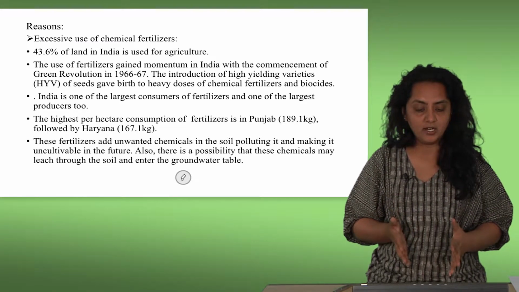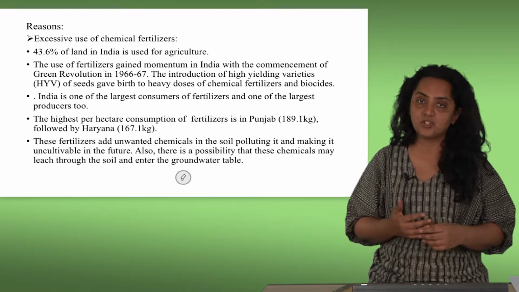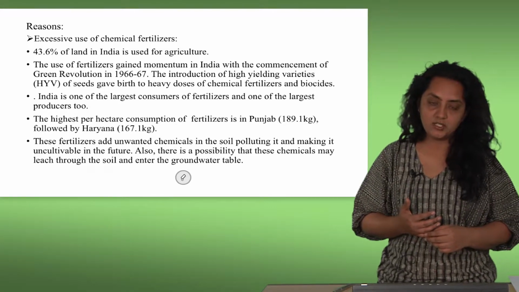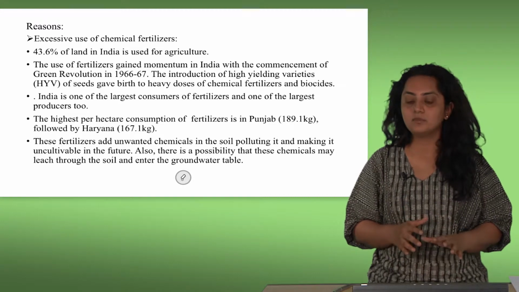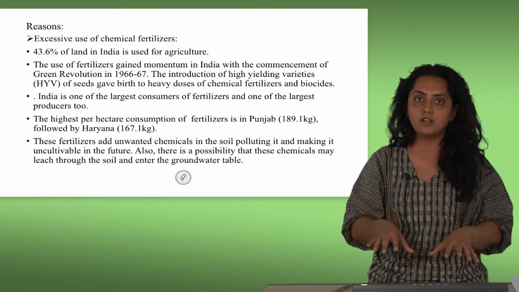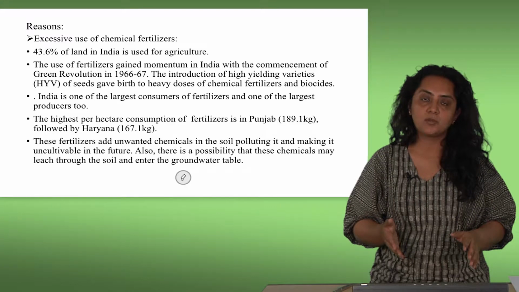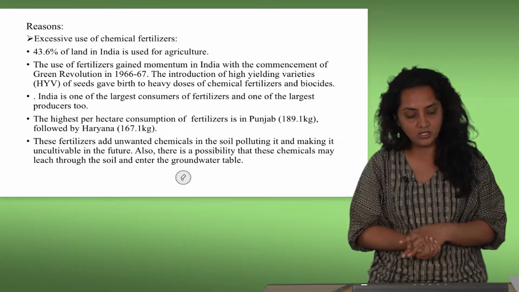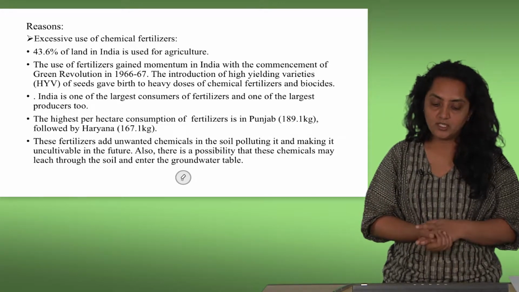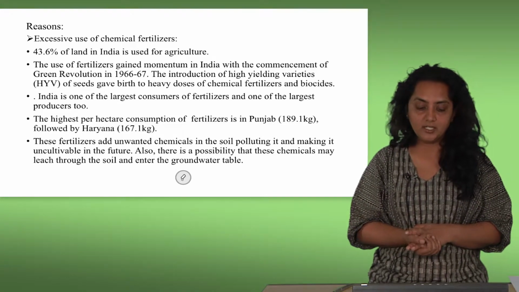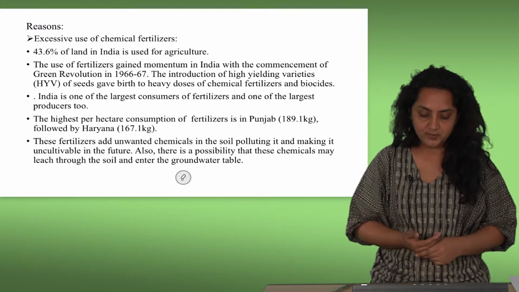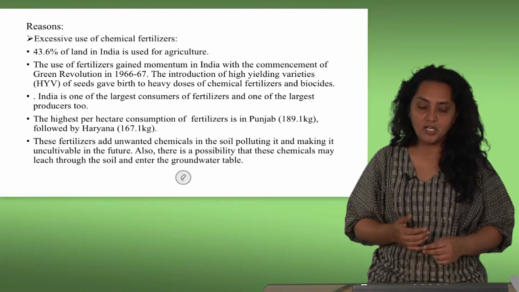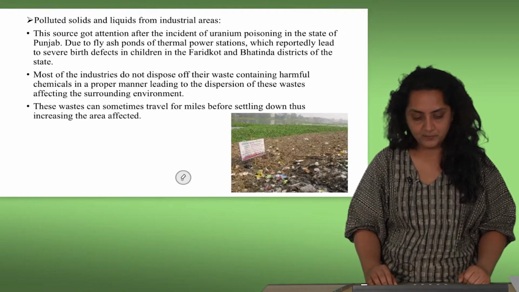The highest per hectare consumption of fertilizers is in Punjab, which is 189.1 kg, followed by Haryana, which is 167.1 kg. The reason is that both Punjab and Haryana are in the northern plains, which we just talked about, which are good for agriculture, and that's why the use of fertilizers is so much. These fertilizers add unwanted chemicals to the soil, polluting it and making it uncultivable in the future. Also, there is a possibility that these chemicals may leach through the soil and enter the groundwater table.